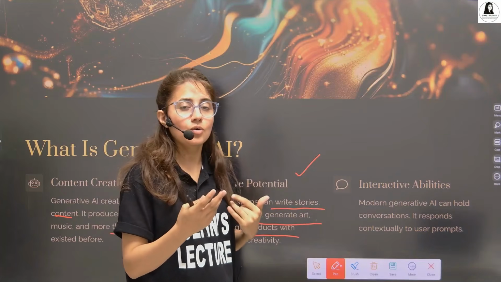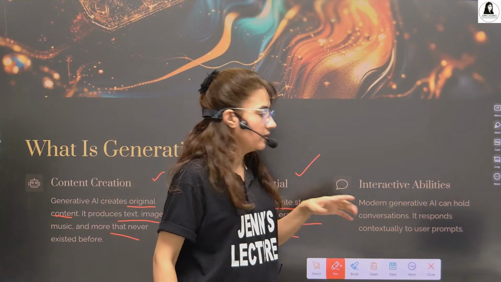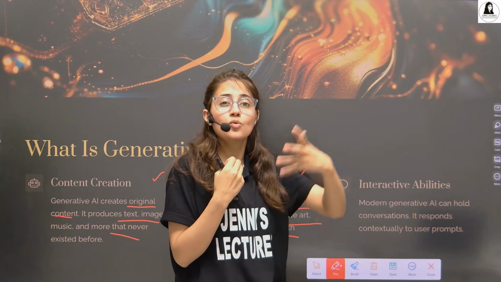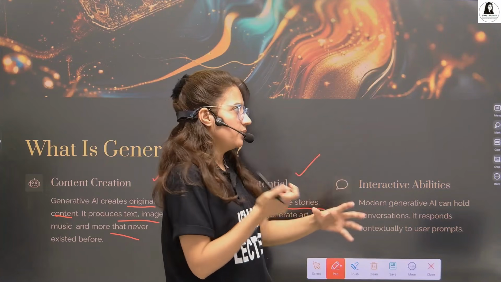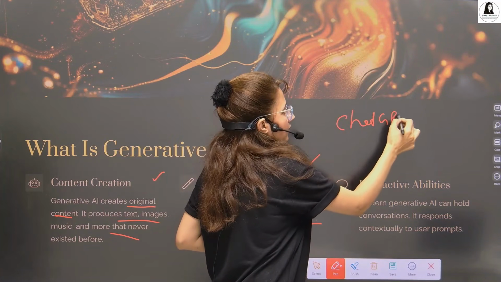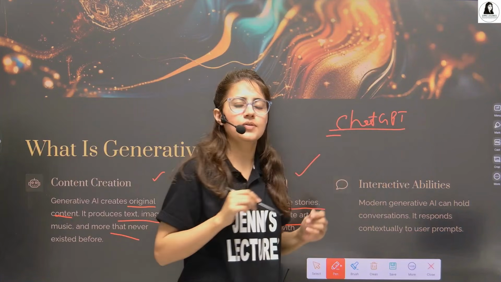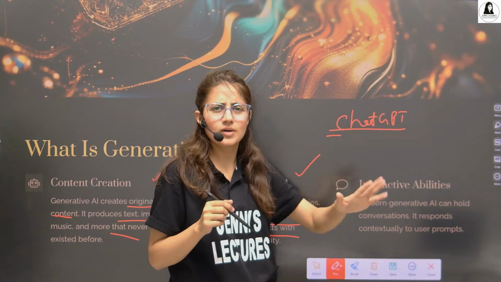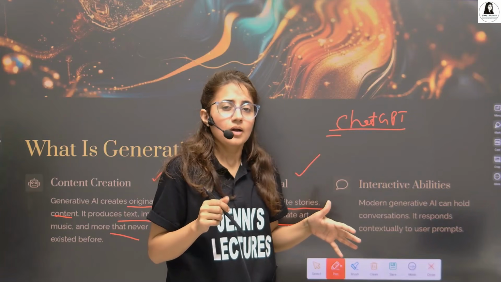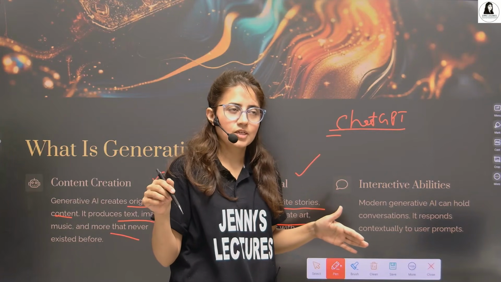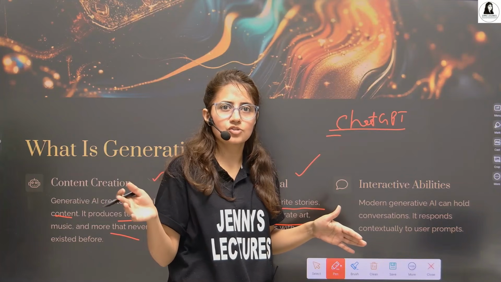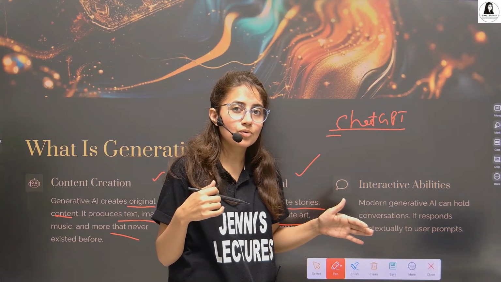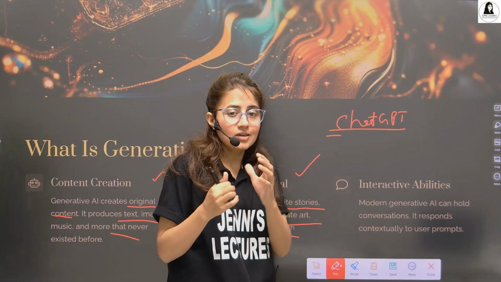Interactive ability. Now, see, modern generative AI can have a conversation with us in a contextual way. They are context aware, like ChatGPT. If I ask ChatGPT, who is Jayanti Khatri Lamba? The answer will be given to me, that she is an instructor on Jenny's lectures and so on. After that, if I ask, is she a good teacher, or what is her age, I don't need to say that I'm asking about Jayanti Khatri Lamba. ChatGPT is able to understand the context in which I am talking.